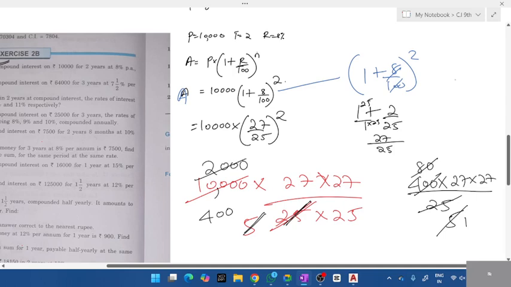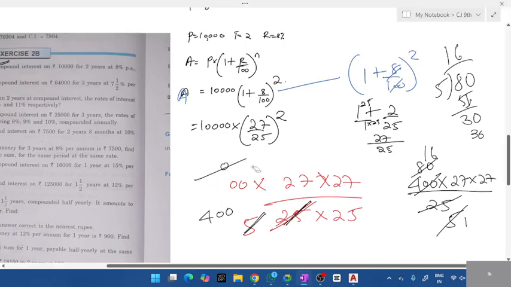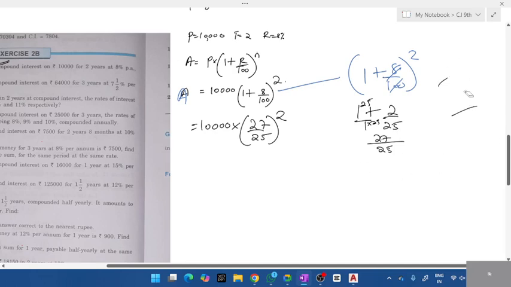How come 15? 16, right? Okay, 5 ones are 5. Remainder is 3. Bring down this. 5 6s are 30. 16. Okay, 16 into 27 into 27. So yes, you'll have to study this table, students.